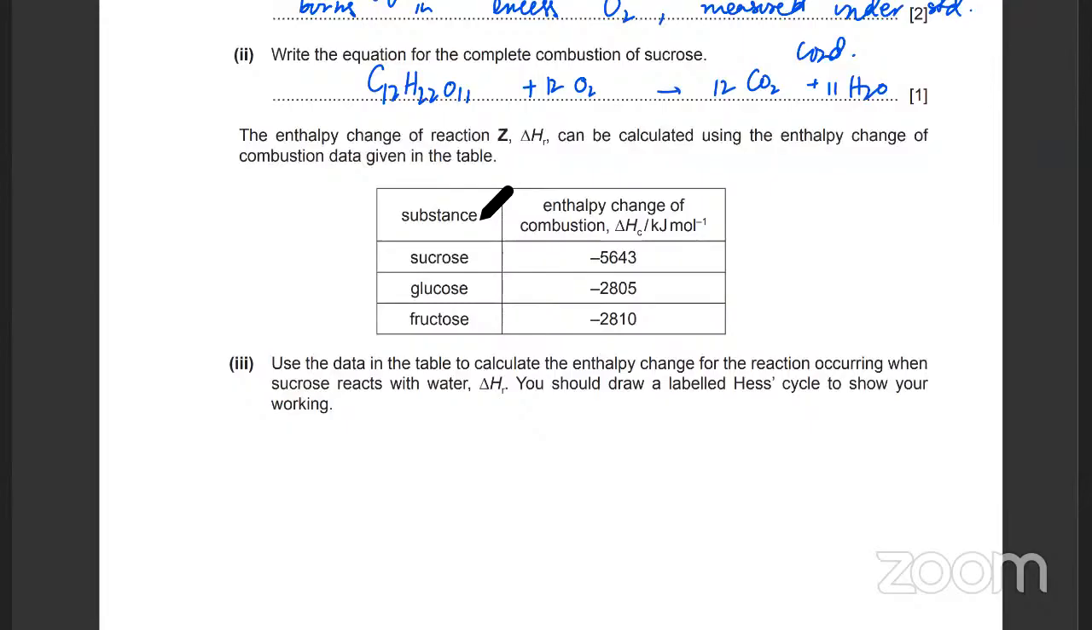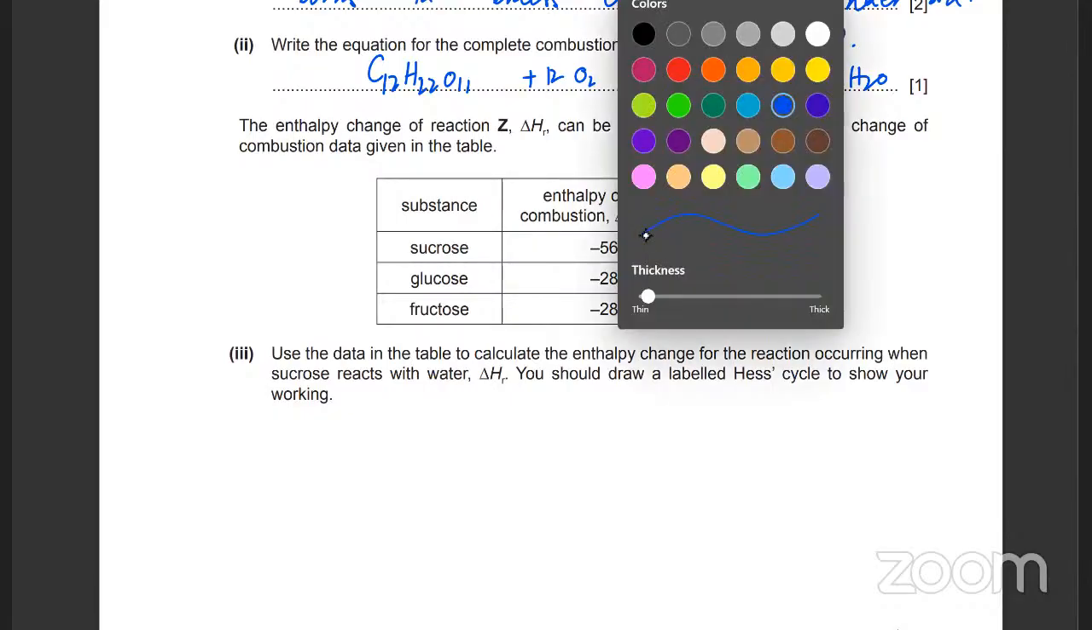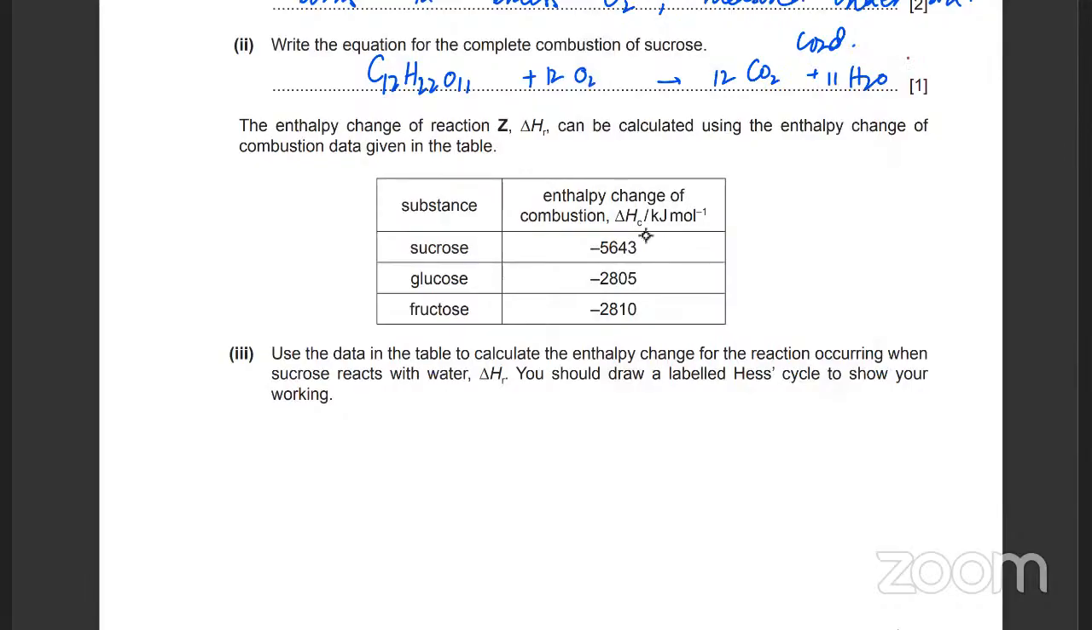A lot of people have confusion with this one. Use the data in the table to calculate the enthalpy change for the reaction. You should draw a labeled Hess cycle to show your working. If you had used the formula, that would have been very easy, but now they're looking for the whole Hess cycle. The formula was easy, if you have any reaction. So what are they specifically looking for? They're looking for the enthalpy change of reaction Z. What is reaction Z?